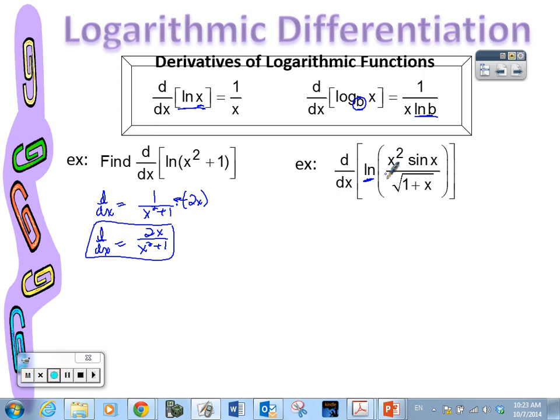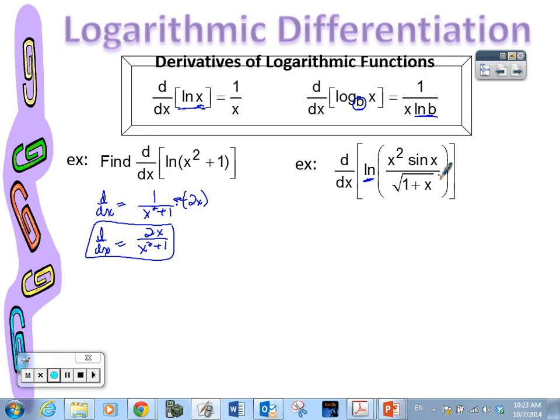Do we remember how to expand a fraction? That was a subtraction, right? And how to expand multiplication was plus. And what about exponents? This 2 and this 1/2. Remember, it comes to the front. Okay, so we're going to just pull it all apart like that. We're going to do all of those.